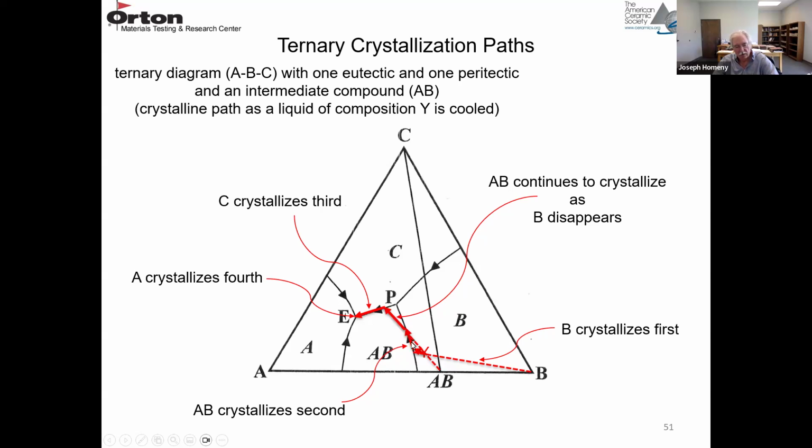So AB crystallizes out second along with B. And as we leave this boundary line, we're still crystallizing out AB, but B disappears. Then we hit this other boundary line between C and AB, and C crystallizes out third, and finally we get to the eutectic, and then A crystallizes out. So we end up with crystals of A, C, and AB at the eutectic. Just a little bit different path here, depending on where we put the initial composition.